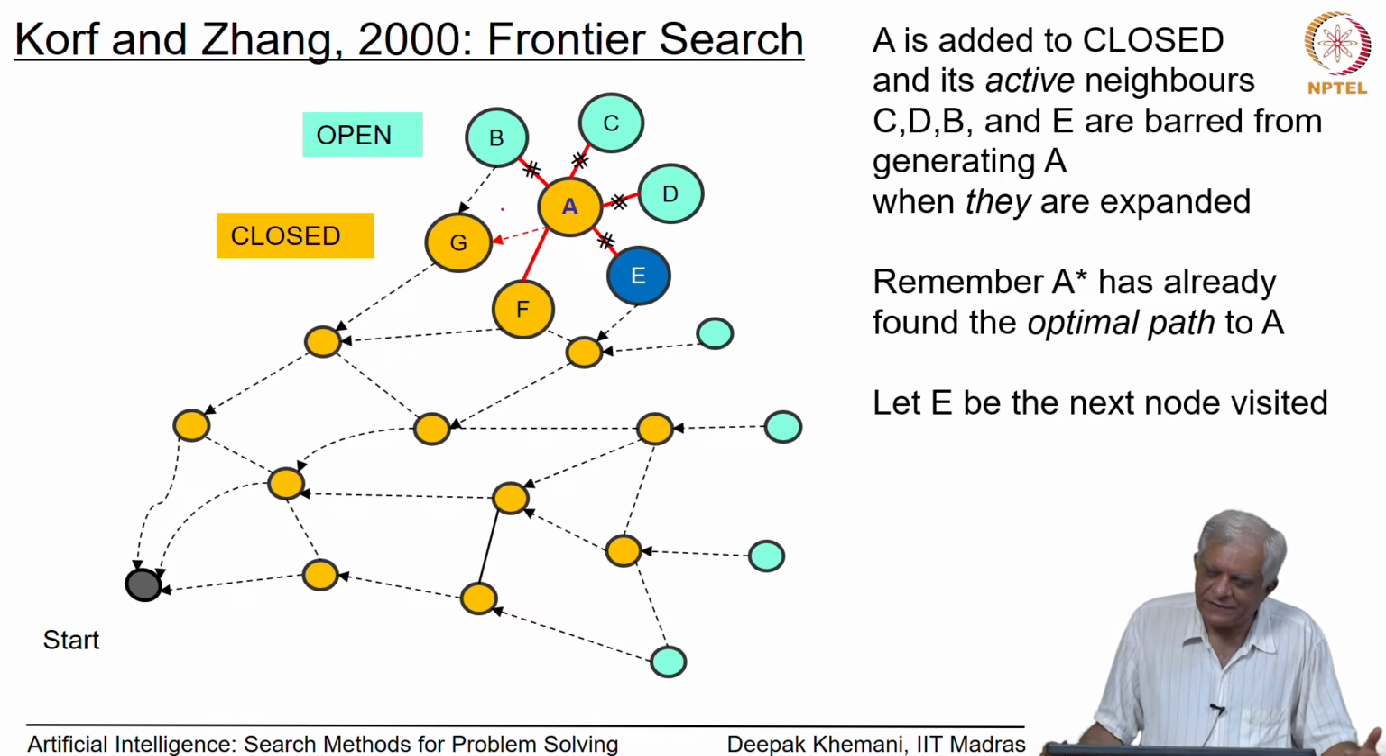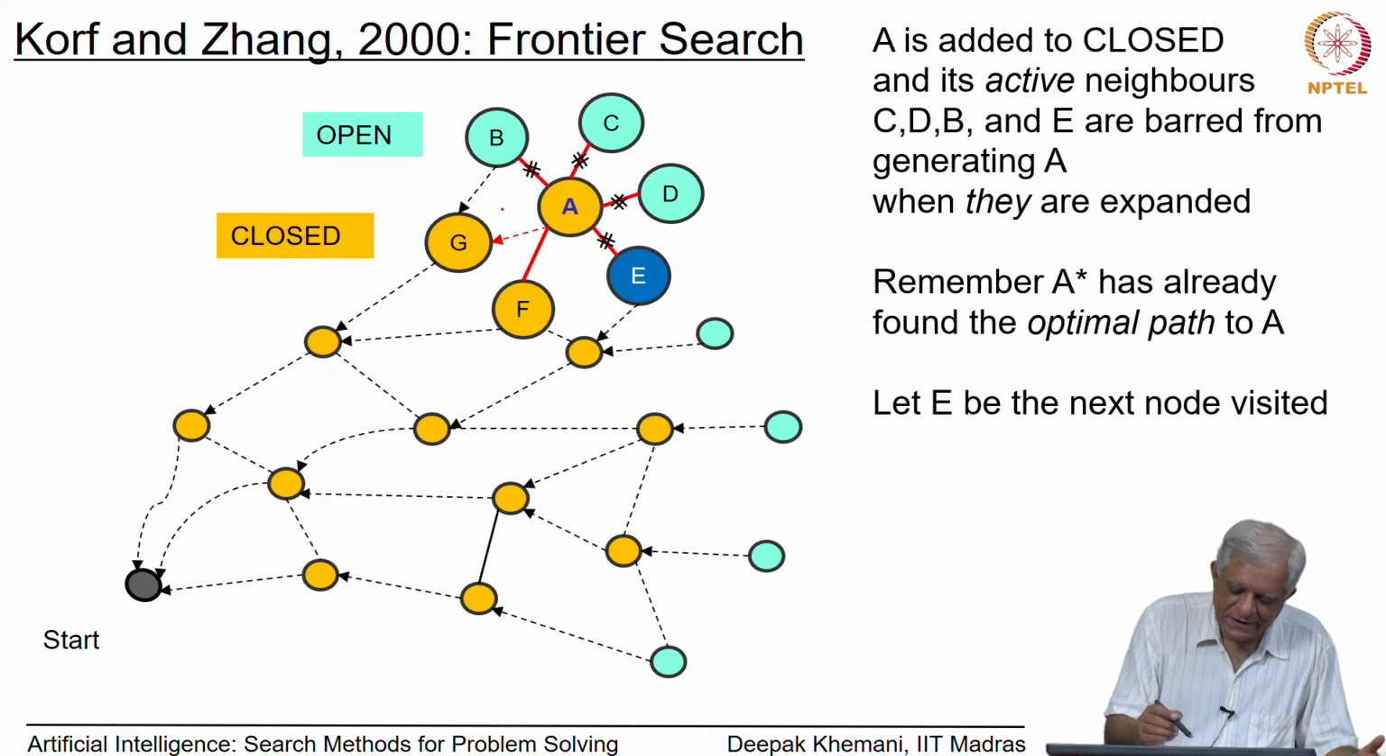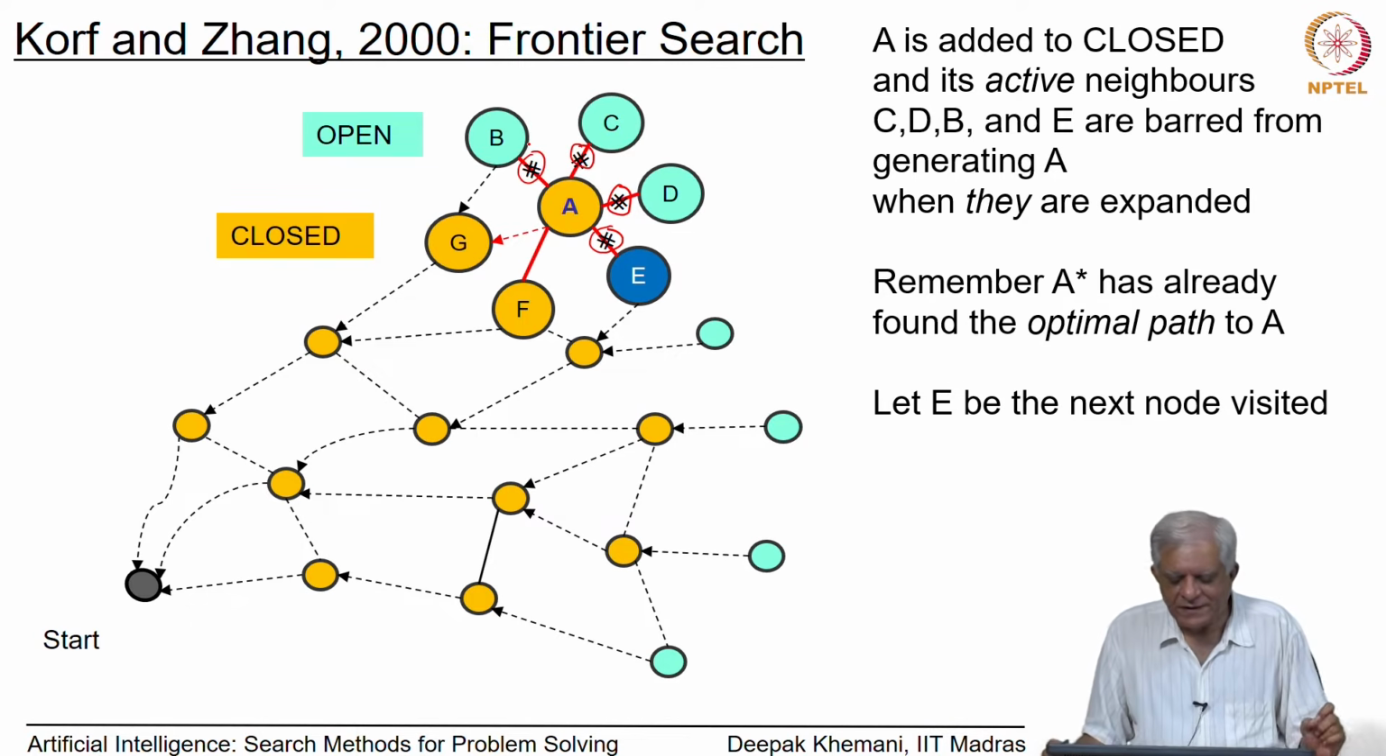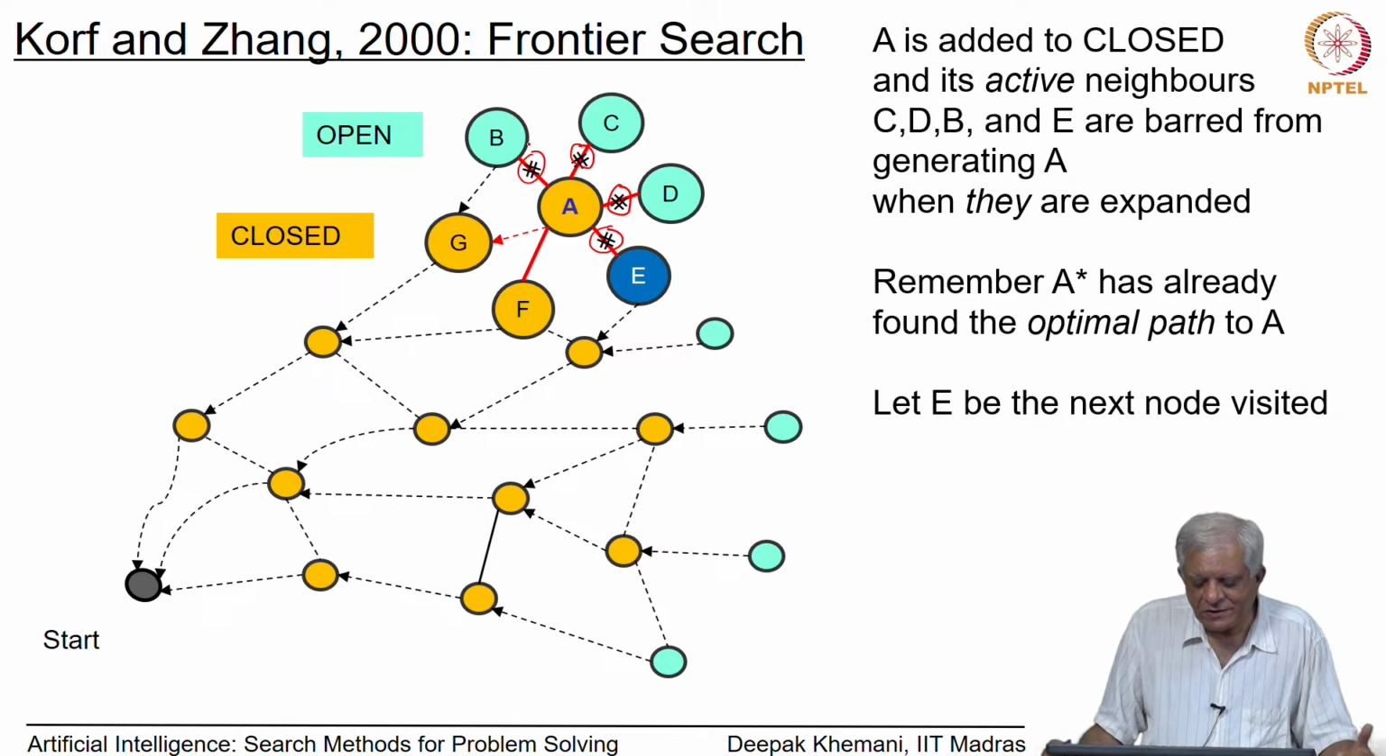What the different thing that this algorithm does is that the active neighbors B, C, D and E are barred from generating node A again, and as I said that bar is depicted by this hash like sign placed on the edge, which means that when you expand those nodes, you are not allowed to generate A as a neighbor of those nodes. So, A will not be generated as a neighbor of B or of C or of D or of E.